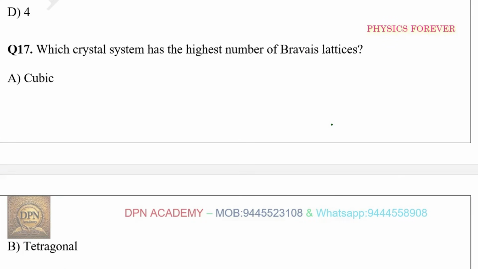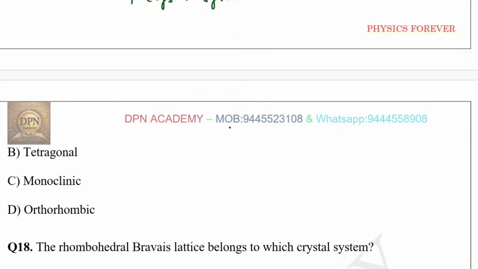The next one: which crystal system has the highest number of Bravais lattices? Among these, which crystal system? There are 7 crystal systems, and you all know them, from cubic up to hexagonal. So which one has the highest number of Bravais lattices? Orthorhombic is the highest one, because it has 4 Bravais lattice types.